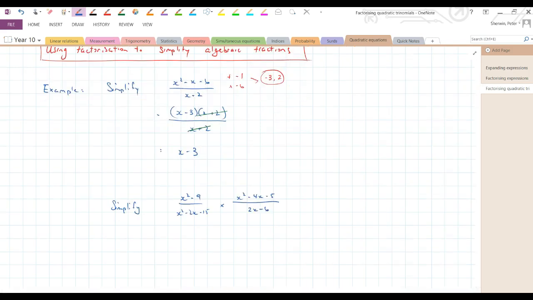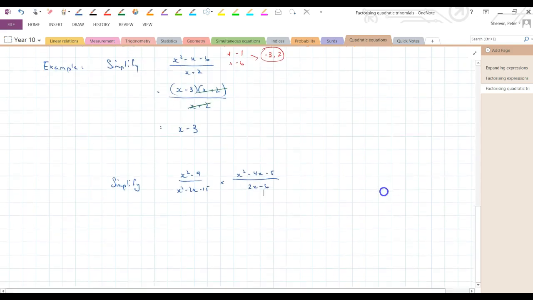Wonderful. Okay, in the second example here, we've got quite a lot going on. Four expressions as multiplied fractions. So what we're going to do again is factorise wherever we can, and then, like we did in the previous example, find common factors and cancel them out or simplify them down. Okay, so let's get to work.